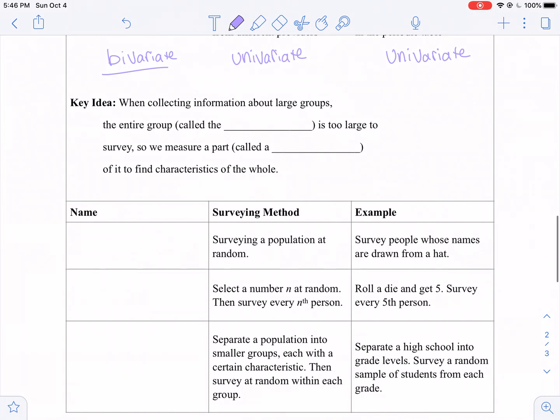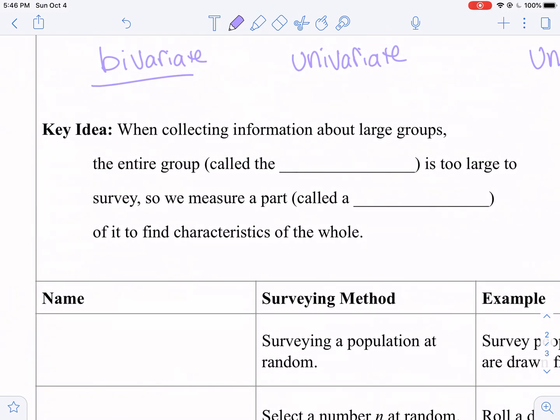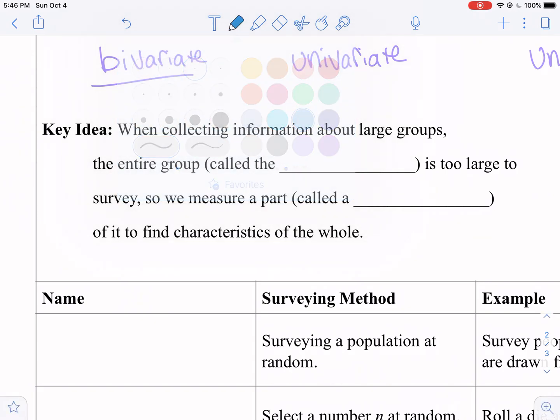Okay. Now, our key idea of the day is all about gathering information and recording information and presenting that information. So when you want to find data from large groups, it can sometimes be a struggle to measure the whole population. So instead, we just do a small part of it. When we're collecting information about large groups, the whole group, which is what we call the population, that's the whole thing.